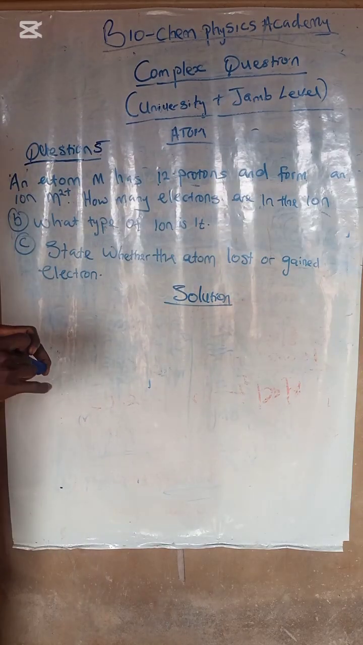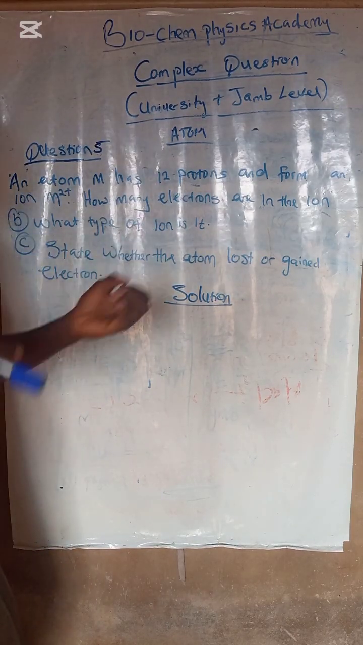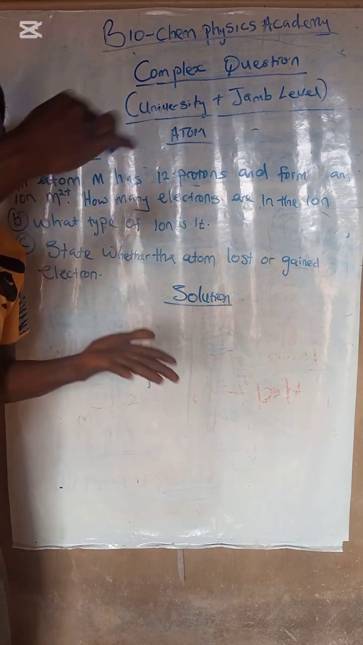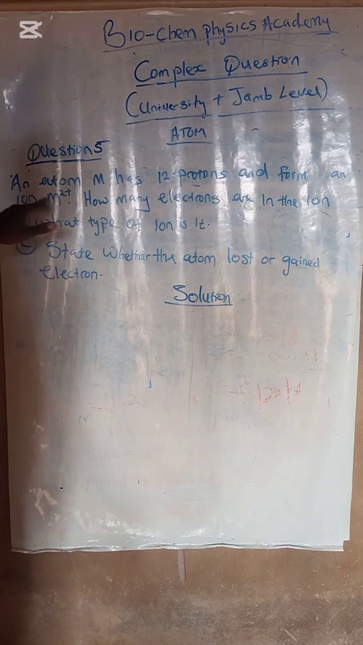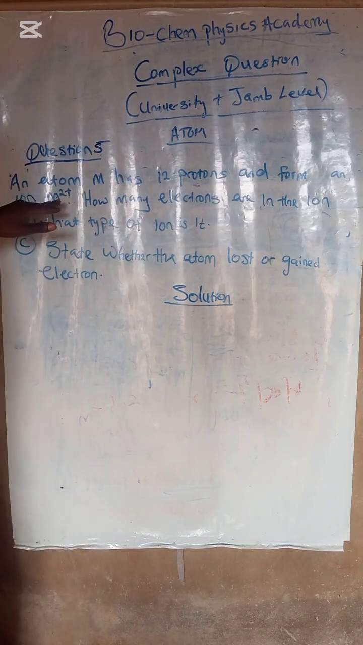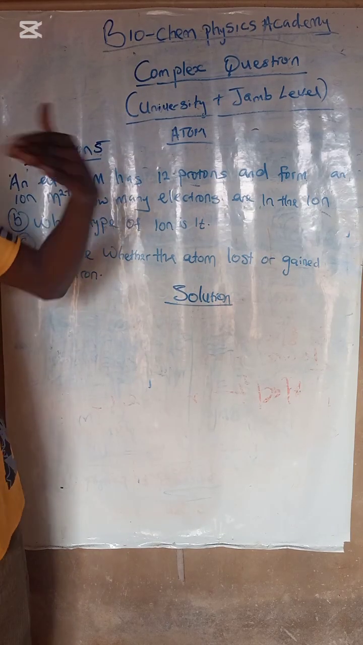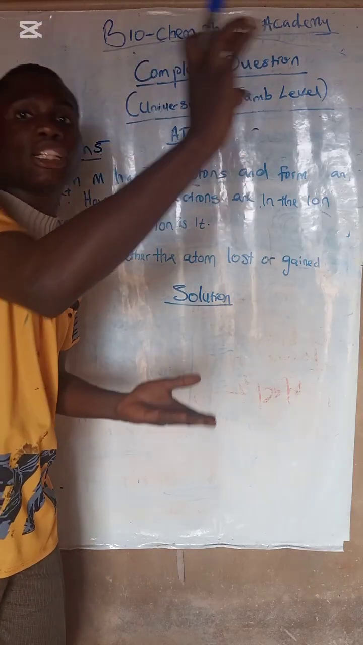So now in this case, an atom M has 12 protons. That is, it has 12 electrons, because when it is an atom, the number of protons is the same as the number of electrons. So it can form an ion of M(2+). So this M(2+) shows that the atom lost 2 electrons.